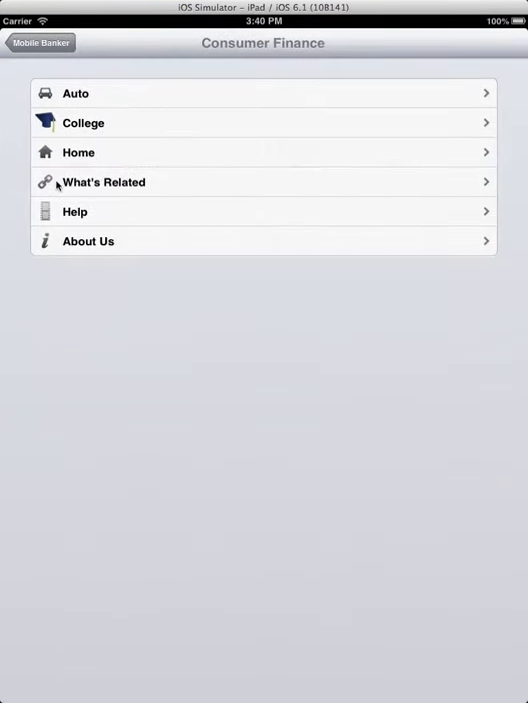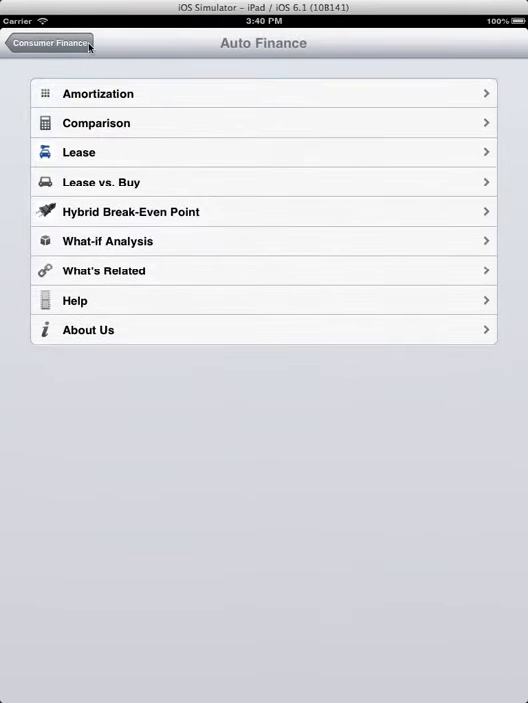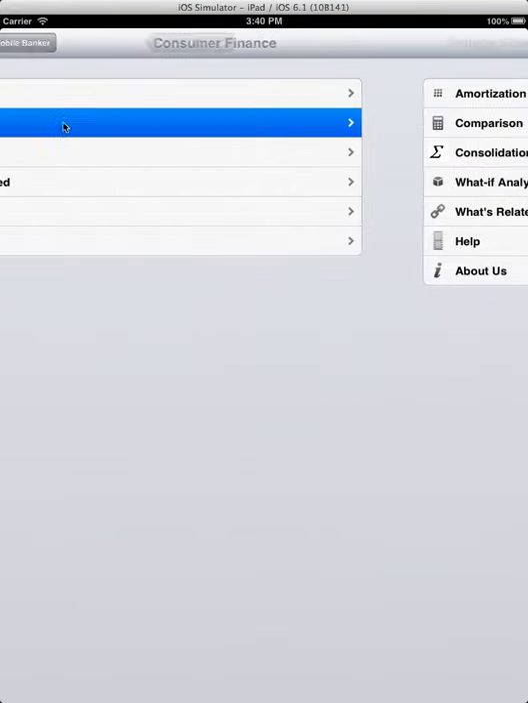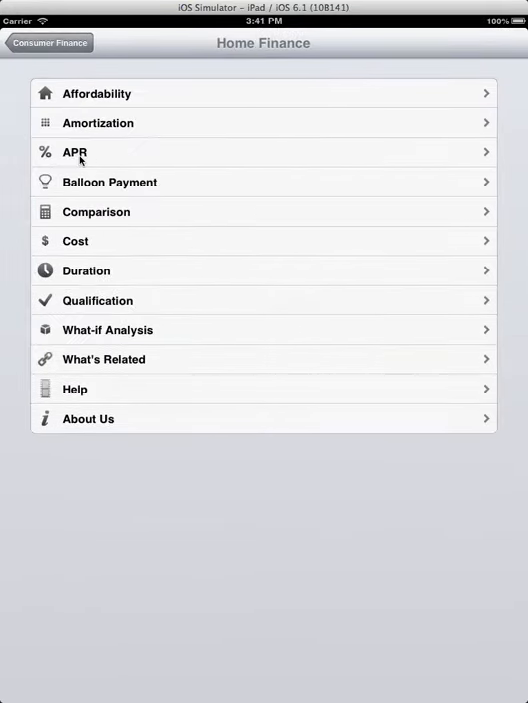It covers the consumer finance, auto amortization, comparison, lease versus buy, hybrid break-even point, what if analysis. It covers college finance, amortization, comparison, consolidation, and what if analysis. It covers home finance, affordability to amortization, percentage APR, balloon payment, comparison, cost, duration, qualification, what if analysis.